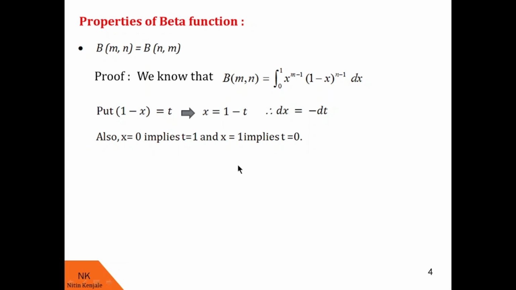Therefore, this integral now can be written as integral from 1 to 0 of x is 1 minus t. So x raised to m minus 1 becomes 1 minus t raised to m minus 1 into 1 minus x is t. So 1 minus x raised to n minus 1 becomes t raised to n minus 1, and dx is minus dt. So we put this minus sign outside the integral and we write dt over here.